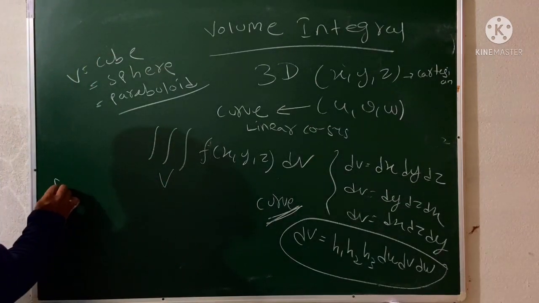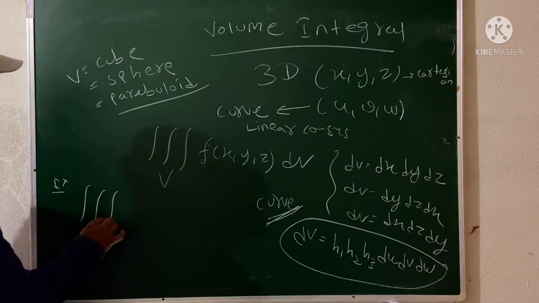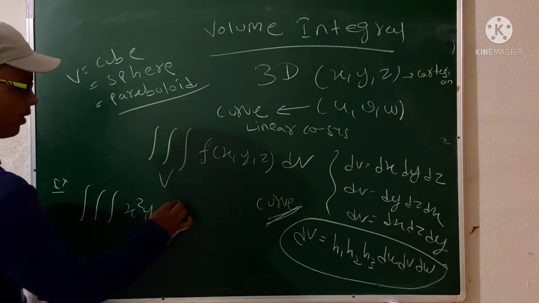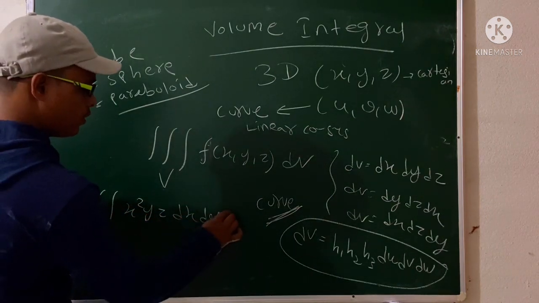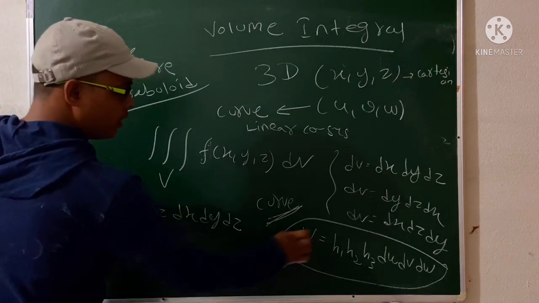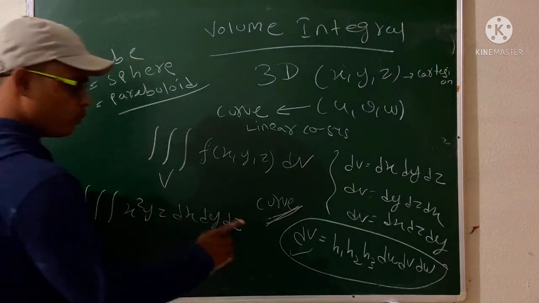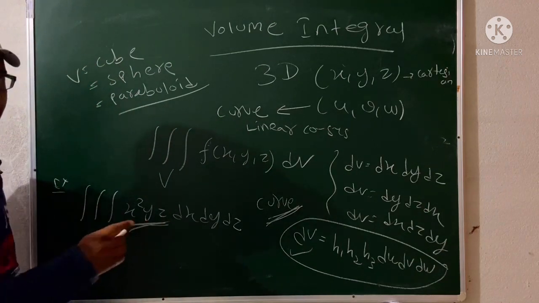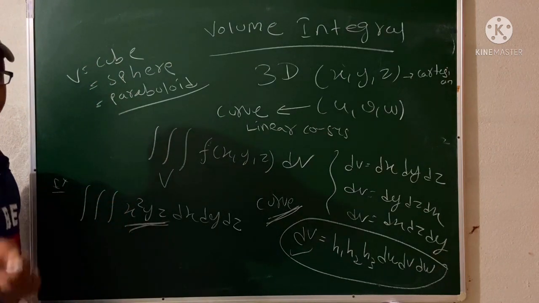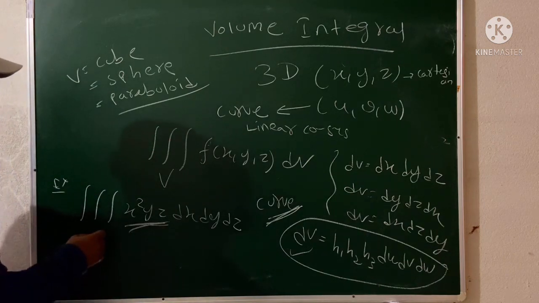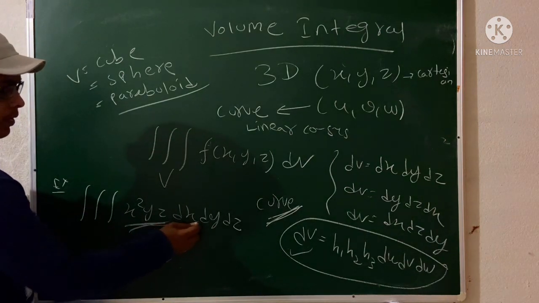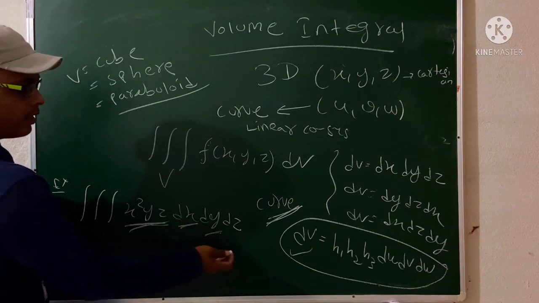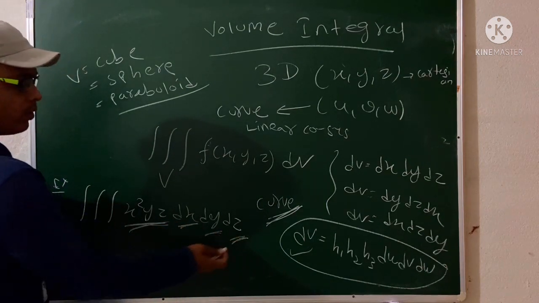Similarly, one example I am giving you: x square yz, and suppose I tell you dx, dy, dz. You can solve this using the curvilinear coordinate system, but then you have to change x, y, z to u, v, w, that is r theta z or r theta phi. Okay, so if this is given, this is the x form: the first one is x, the second one is y, and the third one is z.